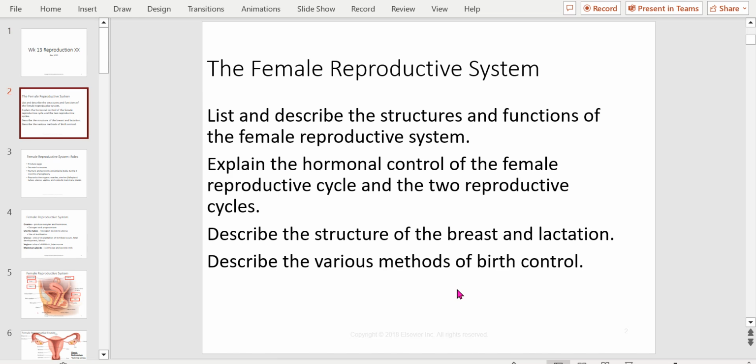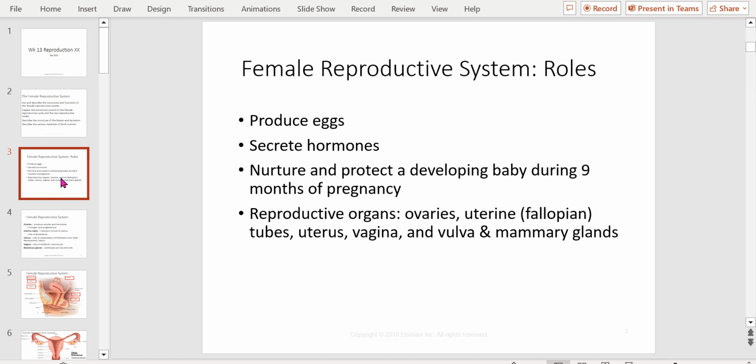The female reproductive system in its totality. We're going to list and describe the structures and functions of the female reproductive system, explain the hormonal control of the female reproductive system and the two reproductive cycles. We're going to describe the structure of the breast, lactation, and various methods of birth control.